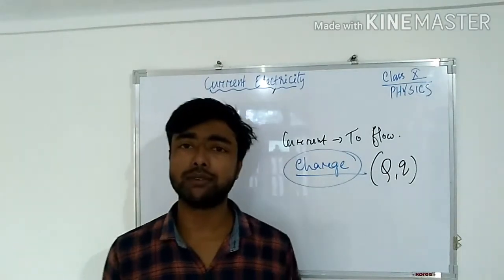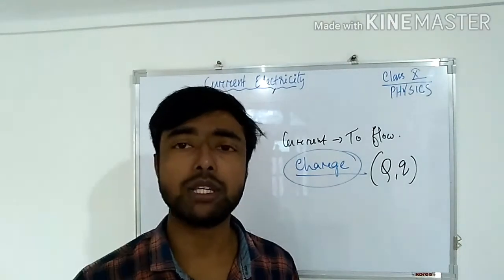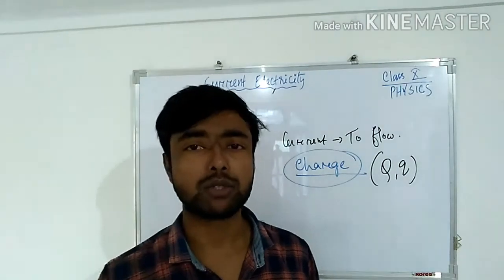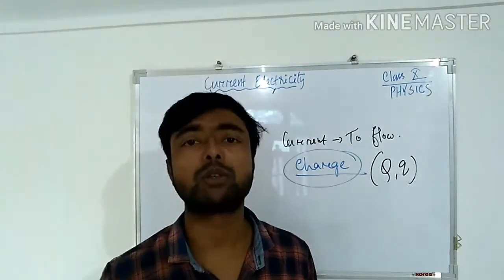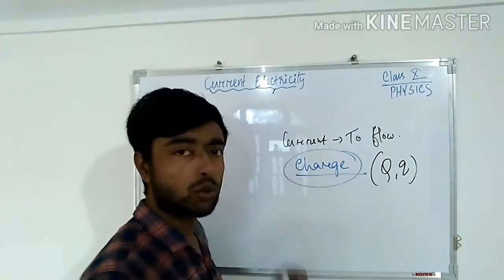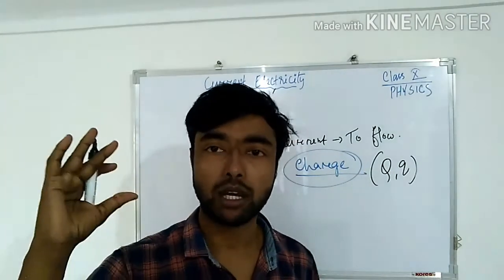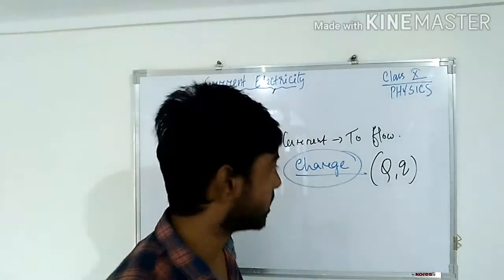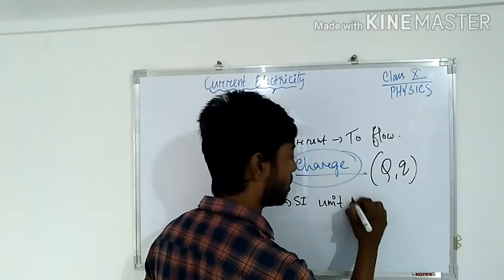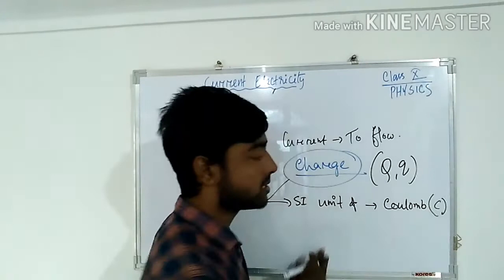Now, charge is denoted by capital Q or small q. Capital Q is used if the amount of the charge is large, and we use small letter q when the amount of charge is very small. Now, I told you that charge is an intrinsic property of a material, of an object. I'll explain intrinsic property. Before that, you see, charge has an SI unit of Coulomb. We denote it by capital C.